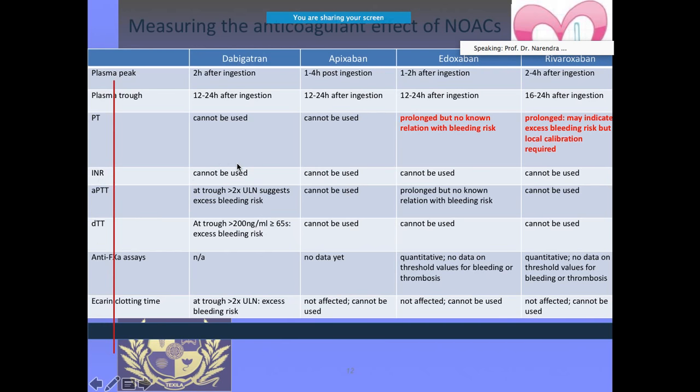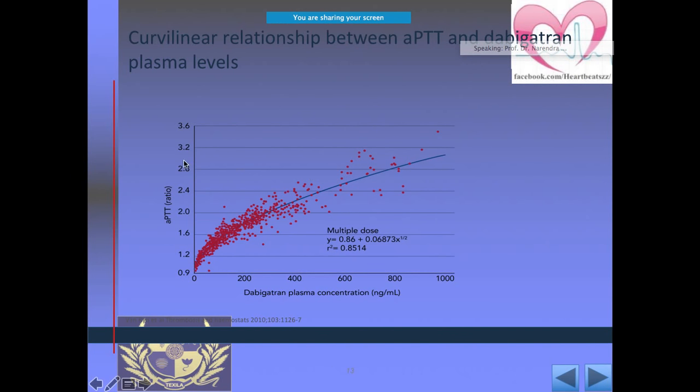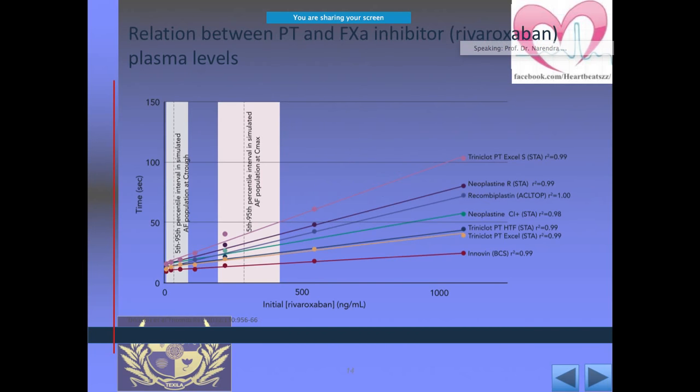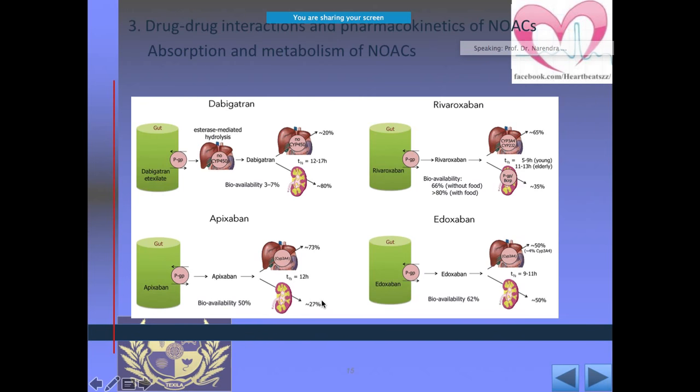So what happens is, if you can see these slides very well, one of the most common side effects with dabigatran is gastritis. However, with rivaroxaban, the peak level tends to happen a little bit longer after dabigatran. Then, as you may see in this slide, APTT can be used for dabigatran plasma level analysis, but there is no fixed ratio. Between prothrombin time and factor 10A inhibitor, like rivaroxaban, there's not such a curvilinear ratio between the prothrombin time and the rivaroxaban serum levels.